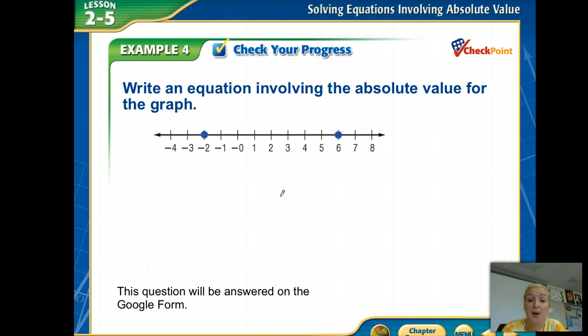So this next problem is going to be answered on your Google form. So take the time, try it on your own. Again, step number 1 is to find the middle, and then step number 2 is to find the distance away to each point. It should be the exact same on each side. Okay? Go ahead and take the time to answer it. This is actually the last problem for today's lesson.